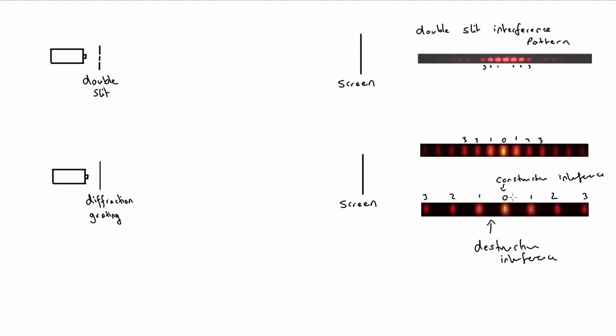At the bright fringes, where constructive interference is taking place, light from each slit is arriving in phase. Constructive interference is taking place to produce a maximum. In the dark areas, light from each slit is arriving in antiphase. Destructive interference, cancellation, is taking place, and we're producing the minima.